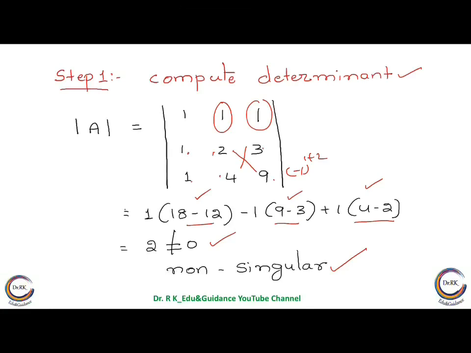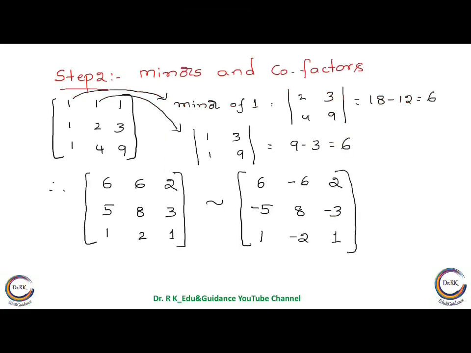Next. In the next step, what we have to do is find minors and cofactors of each and every element in the given matrix. I think this is familiar, but still we'll revise how to find it. Minor of this element: leave that row and leave that column, this submatrix we will get. If we take the determinant of that submatrix, 2, 3, 4, 9, that determinant is called the minor of that element.